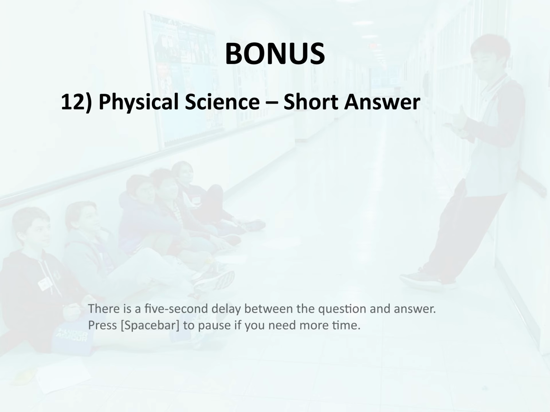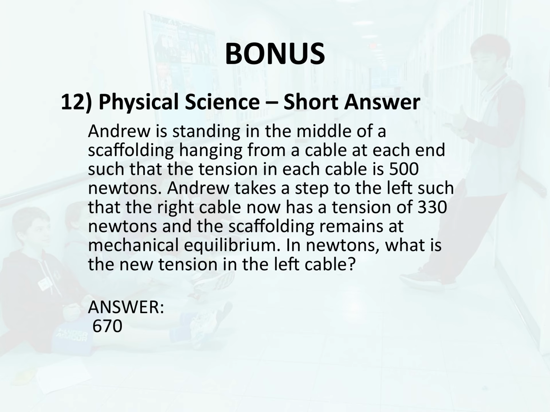Bonus, 12. Physical science, short answer. Andrew is standing in the middle of a scaffolding hanging from a cable at each end such that the tension in each cable is 500 newtons. Andrew takes a step to the left such that the right cable now has a tension of 330 newtons and the scaffolding remains at mechanical equilibrium. In newtons, what is the new tension in the left cable? Answer: 670.